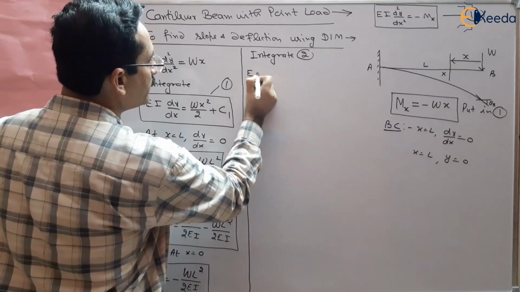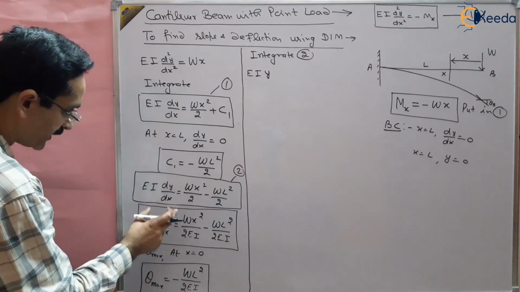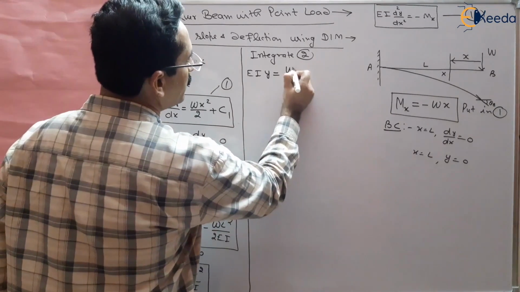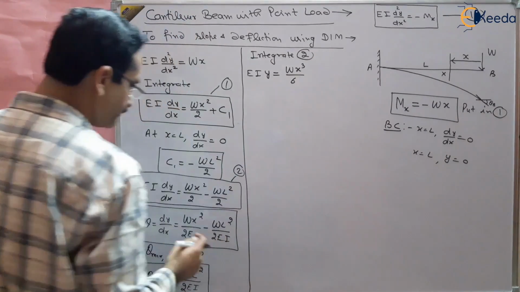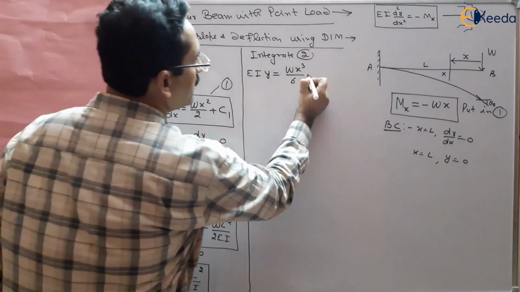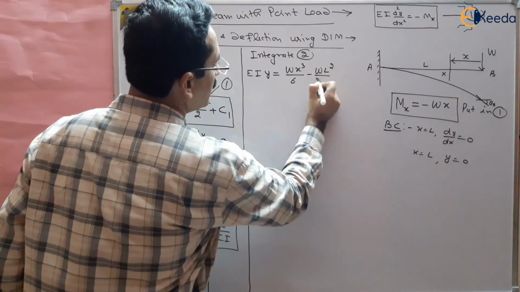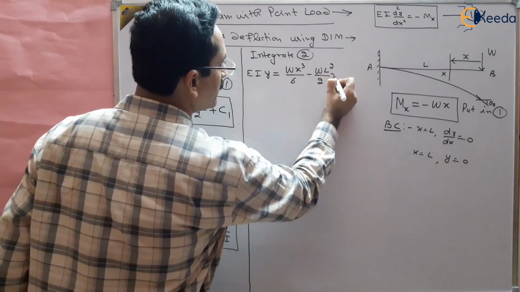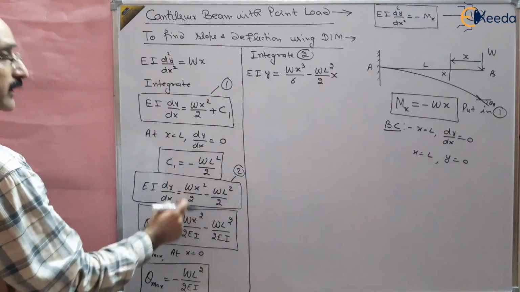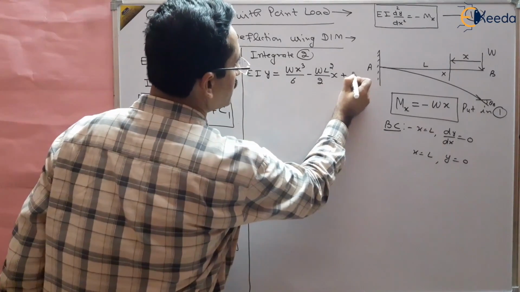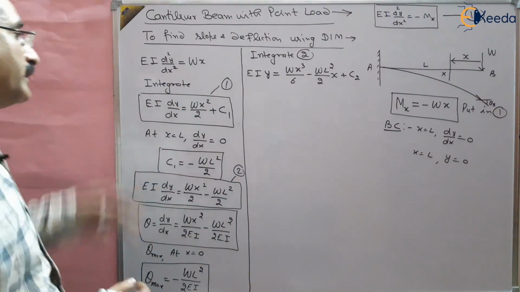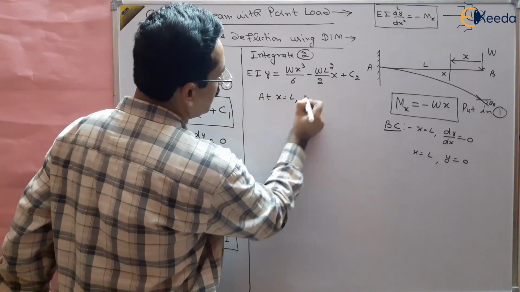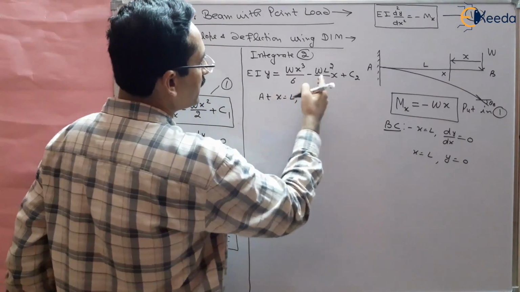So this will be EI multiplied by y, because dy by dx will become y, that will be equal to wx cube by 6 minus wL square by 2 multiplied by x. Integrating this and this, and then there is another constant, suppose C2, and again we can apply the boundary condition that at x equal to L, y will be equal to 0. Put here, you will get the value of C2.